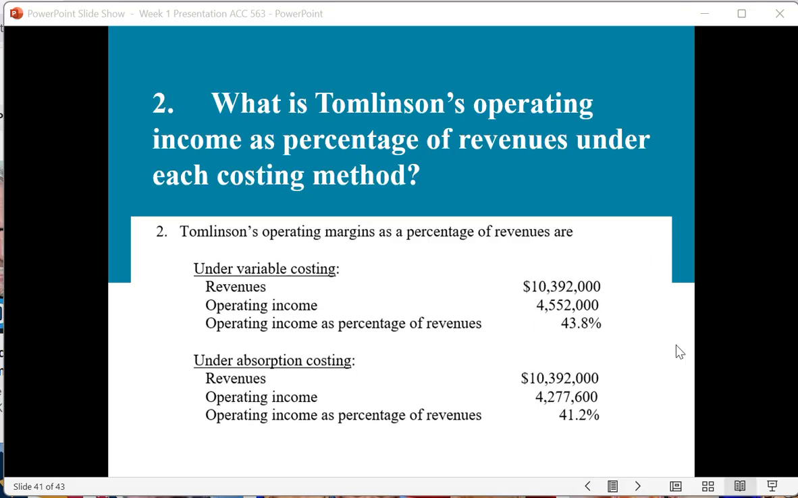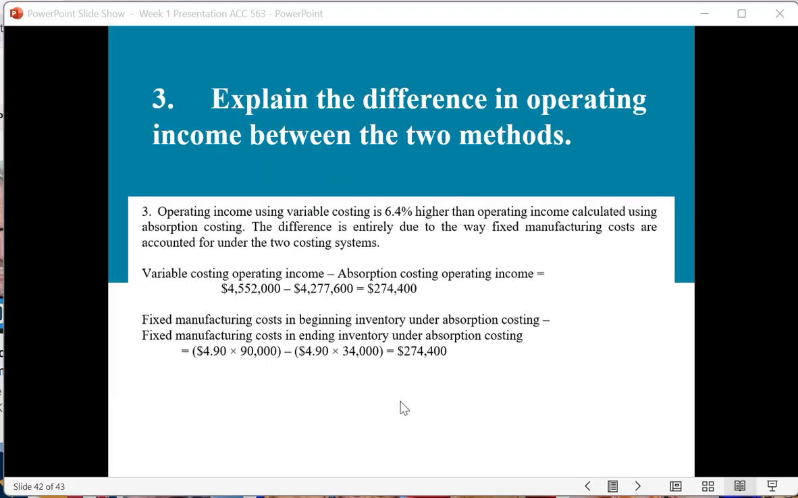So revenue is 10.392. Operating income is 43% under variable costing, and it's 41% under absorption costing. Explain the difference. The operating income under variable costing is 6.4% higher than under absorption costing. The difference is entirely due to the way the fixed manufacturing costs are accounted for. Right? Variable costing operating income minus absorption costing operating income is 274,000.